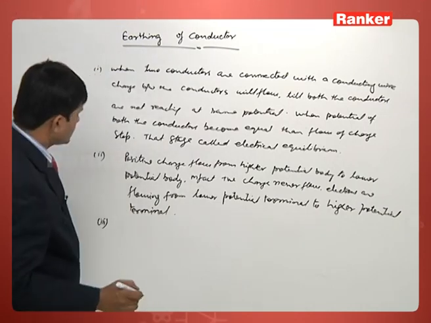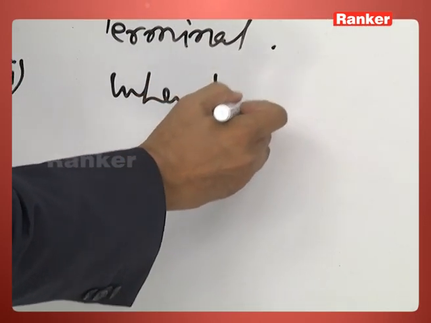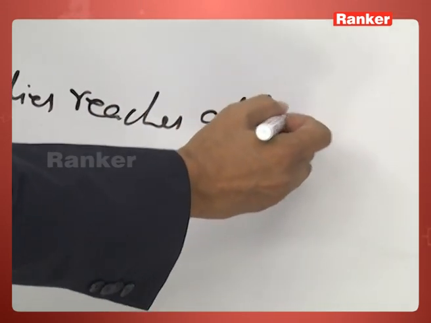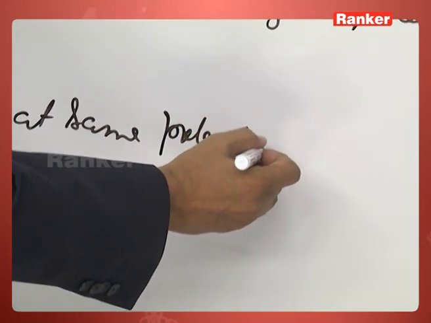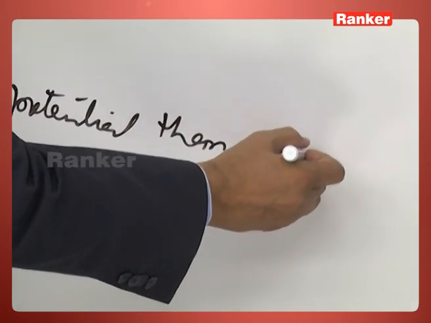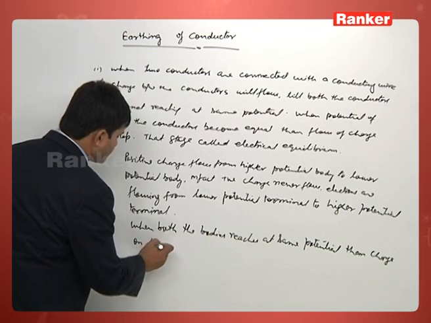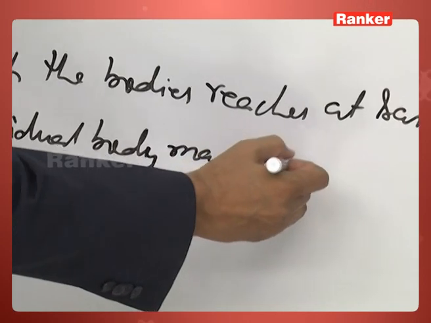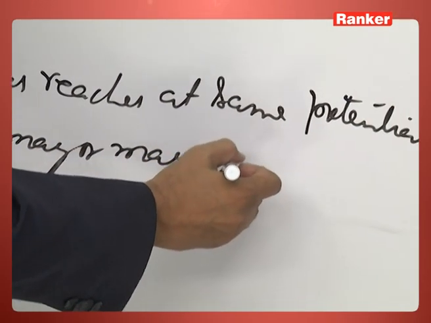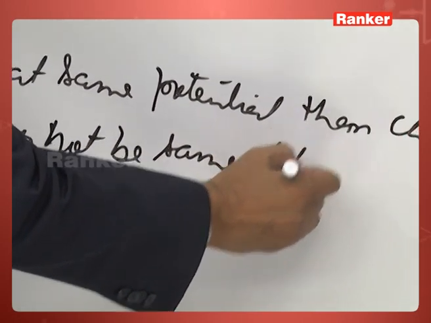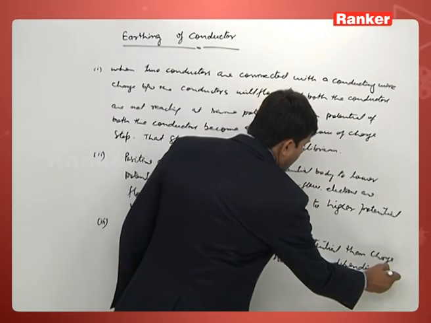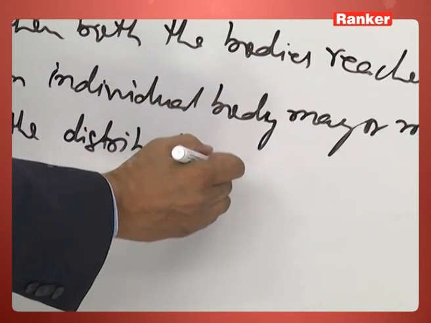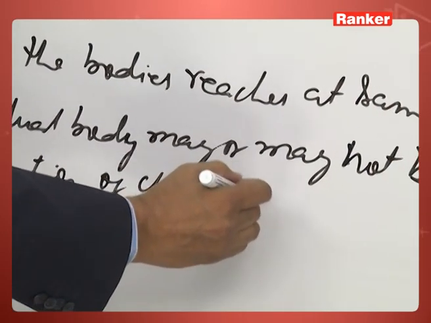Third point: when both the bodies reach the same potential, then the charge on the individual bodies may or may not be the same, depending on the distribution of charge in space.